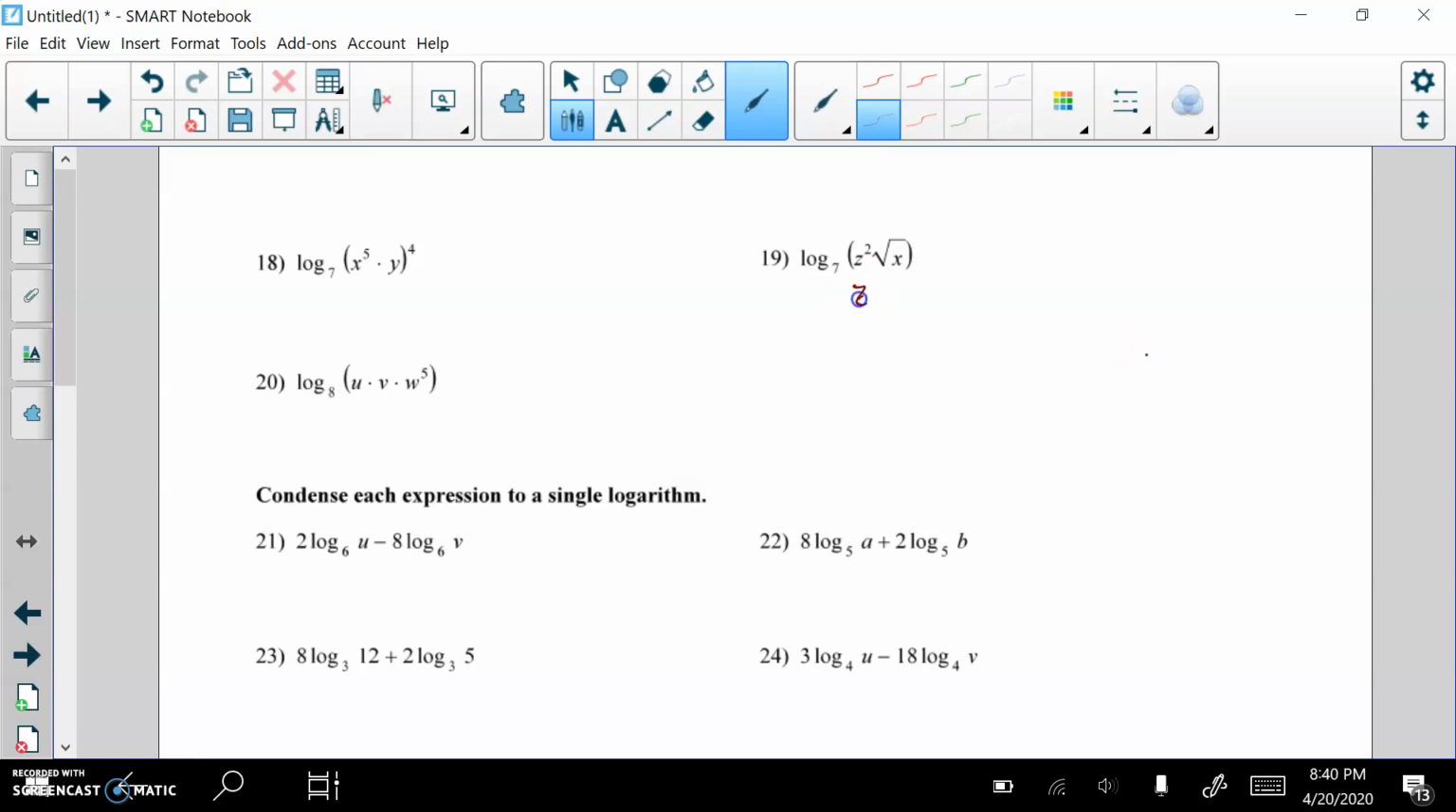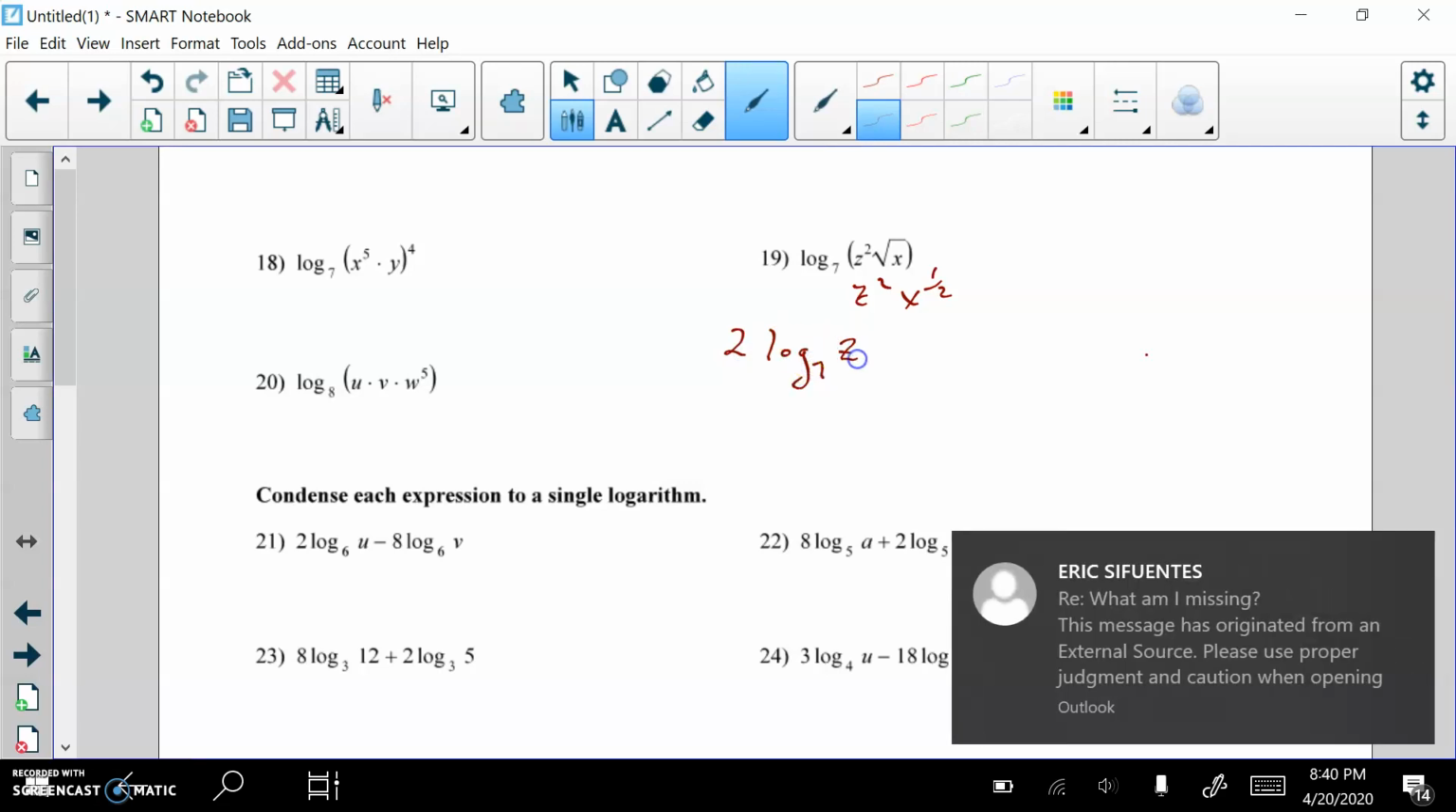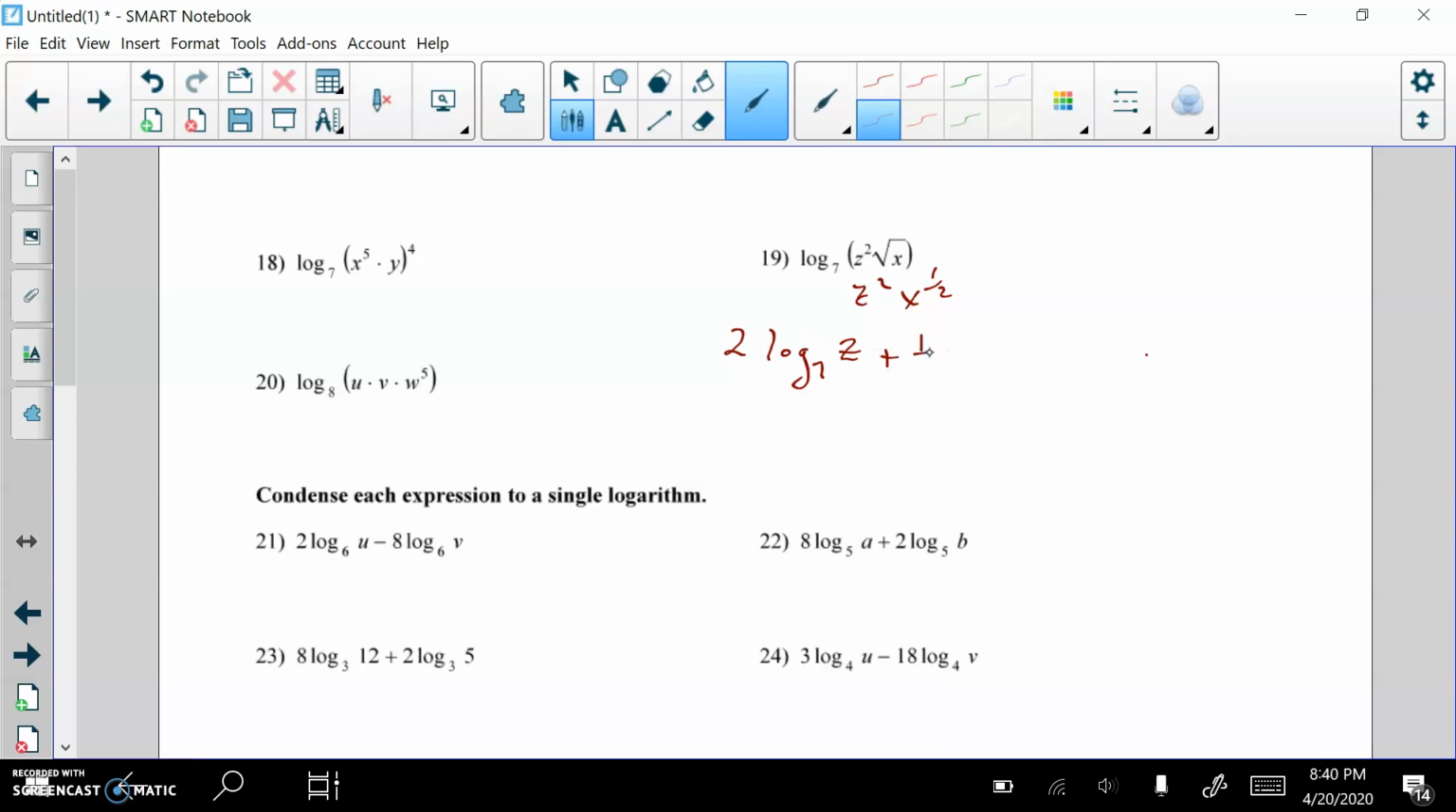So z squared times x to the 1/2. 2 log base 7 z plus 1/2 log base 7 of x.